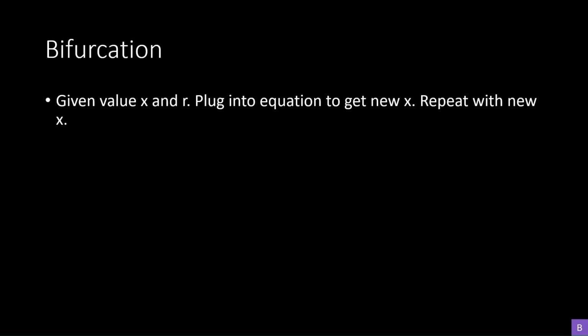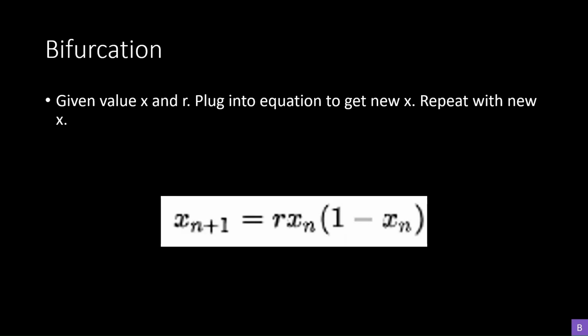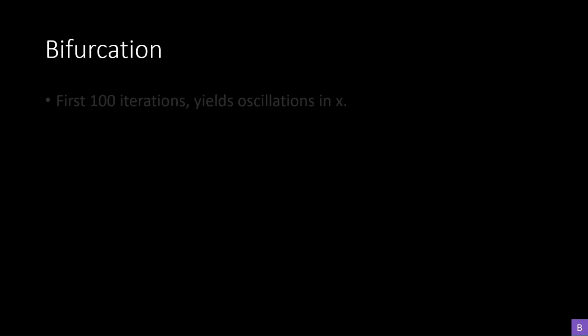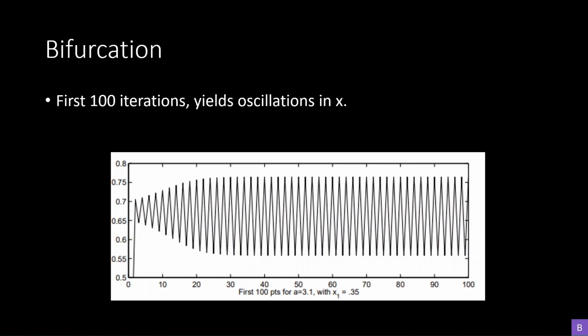The two models we'll study are quite similar to each other. The first is the bifurcation map. Let's say that you have a value x. You can apply the following equation to generate new values of x for a given value of r. You then use this new value as the initial x, and repeat the process. For the first 100 iterations, you'll find that x for a given value of r is an oscillating function, as shown in the graph below.